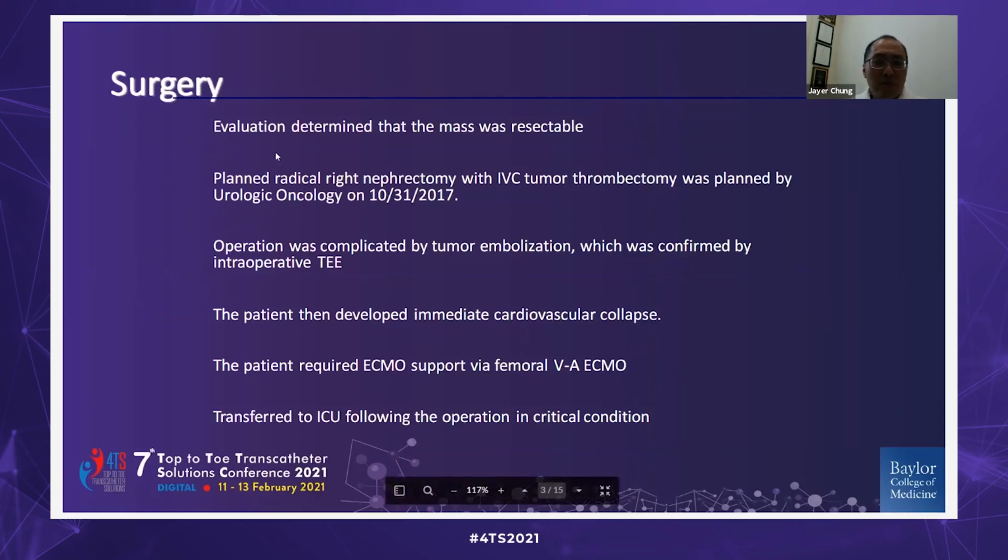This patient was evaluated by our urologic surgical colleagues, and they evaluated the mass and deemed that it was resectable. They planned a right radical nephrectomy with IVC tumor thrombectomy. The operation was performed, however, unfortunately, it was complicated by tumor embolization, which was confirmed by intraoperative TEE. The patient immediately developed cardiovascular collapse and required ECMO support via femoral venous and arterial ECMO. The patient was then transferred to the ICU in critical condition, which is when our service was called to evaluate the patient.